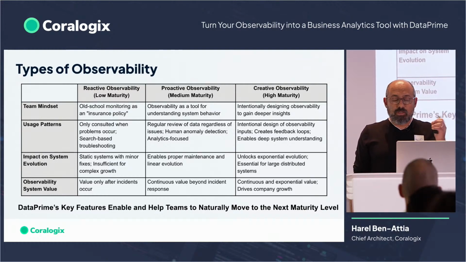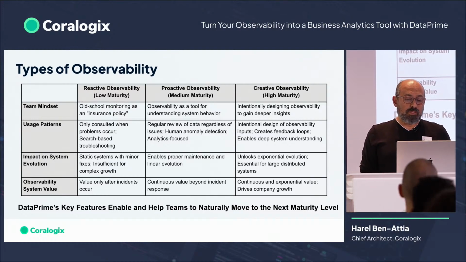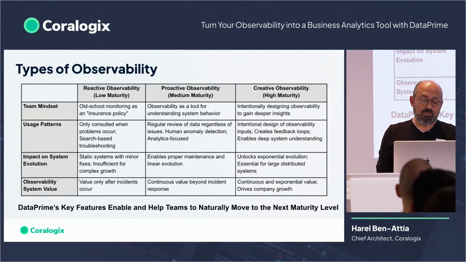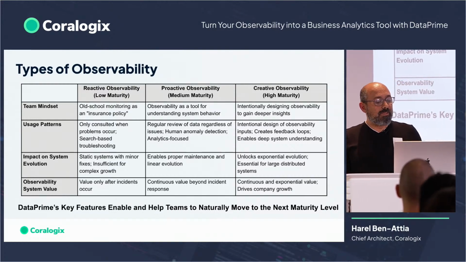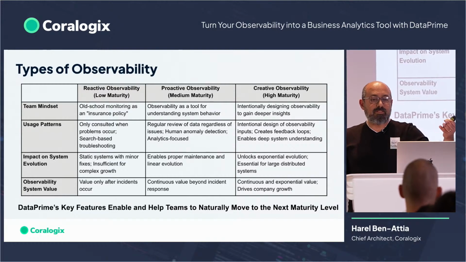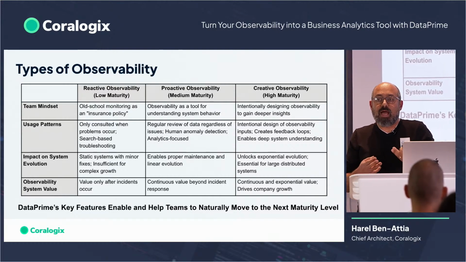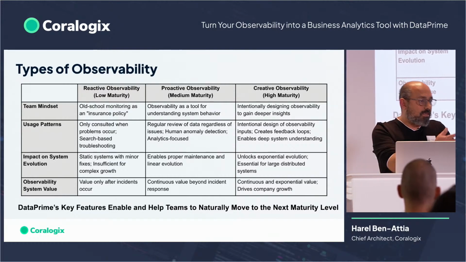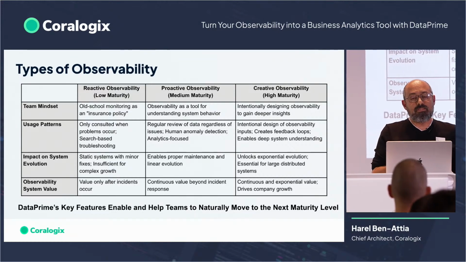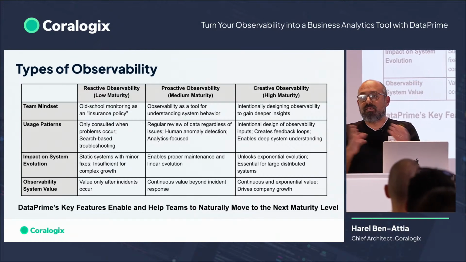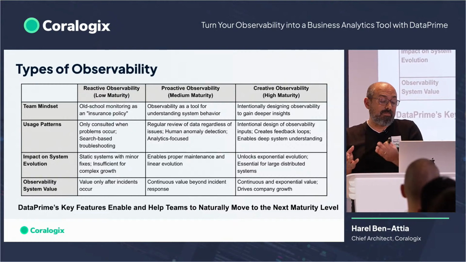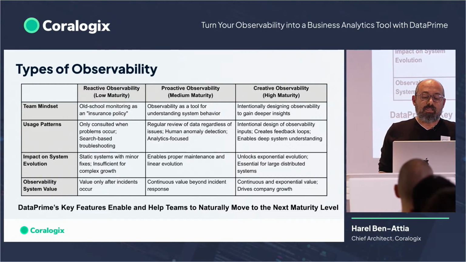One more interesting aspect of the relationship with maturity level is that reactive observability is usually search-based, because the driver for accessing the system is a user that has a bug or a reporter that says I had a problem. So you're usually searching for the session ID or the username, or even the email, etc.